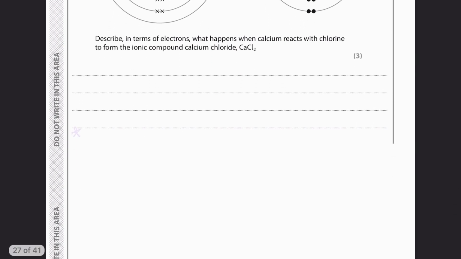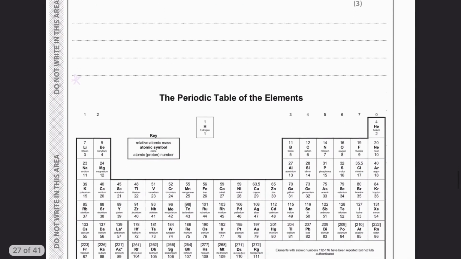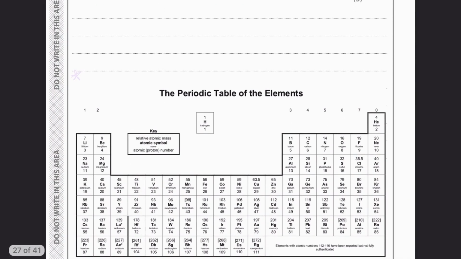Now I've got these down here for you. So if you have a look, what is this? Calcium and chlorine. So calcium is here, which is group 2, and then chlorine is all the way over here, which is group 7. Why is that important? Because the group number tells you the number of electrons in the outer shell. And the number of electrons in the outer shell tells you how the element will react.